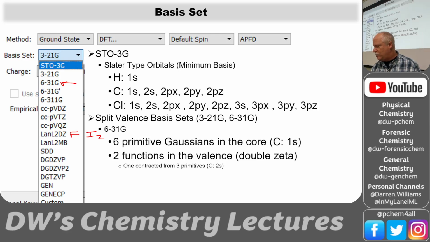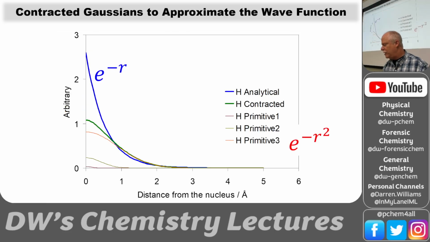So 6-31G means there's 6 primitive Gaussians in the core and then 2 functions in the valence electrons. And this is what we mean by building up those.